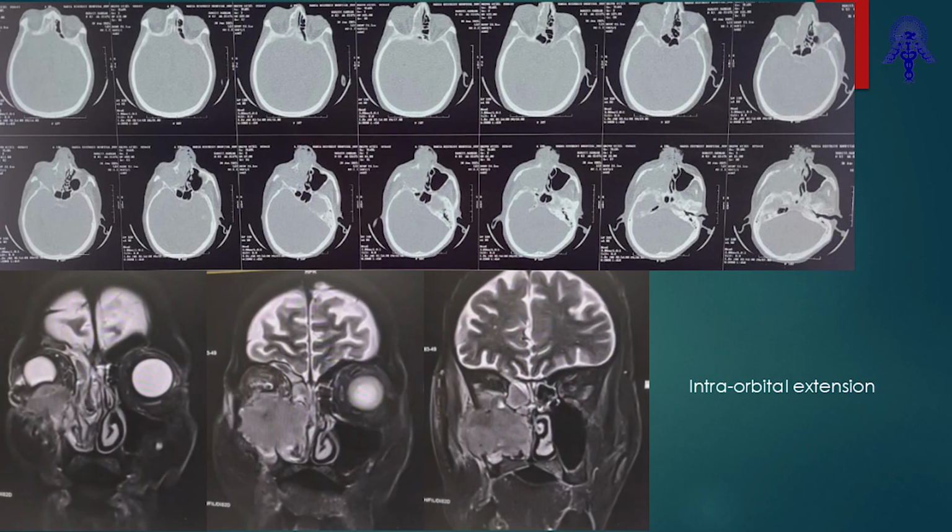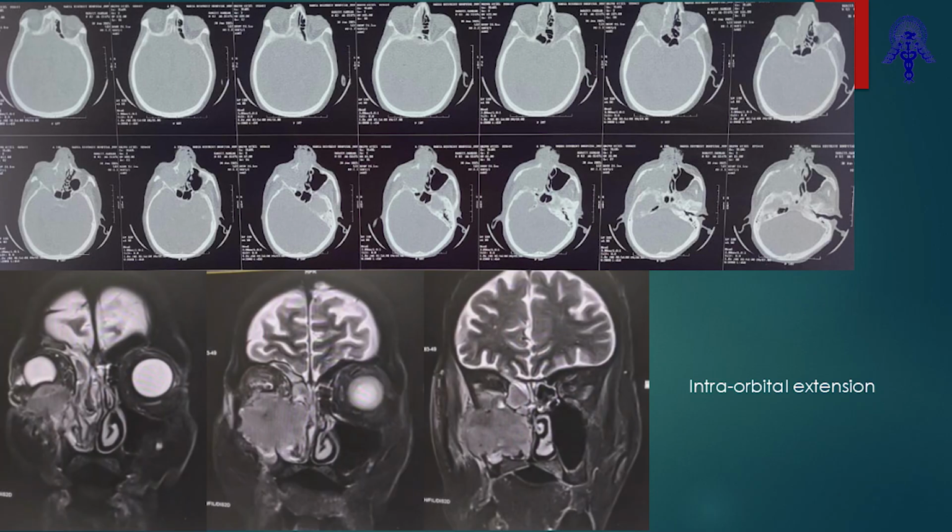Next is the intraorbital extension. It's very important. See here there is a mass lesion; if you see the sequential cuts from superior to inferior, you can see there is a mass lesion involving the maxillary sinus and it is actually coming to the orbit. But you cannot differentiate how extensively the orbit is actually involved.